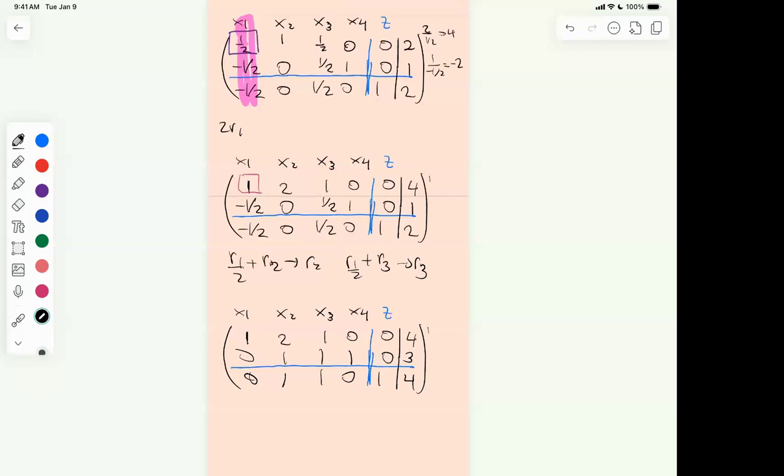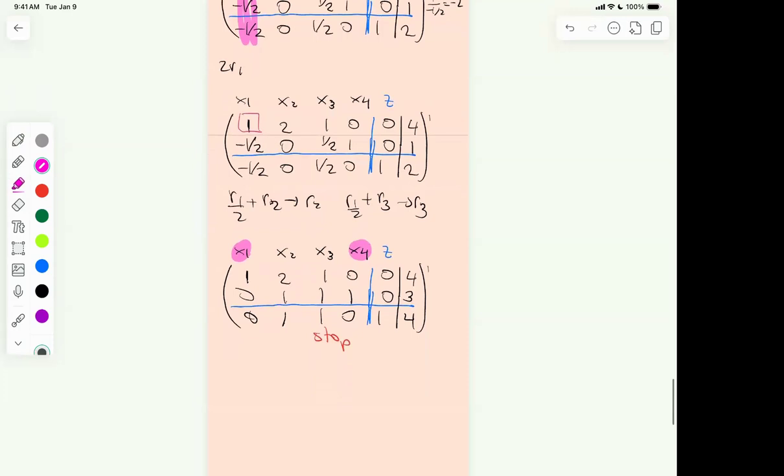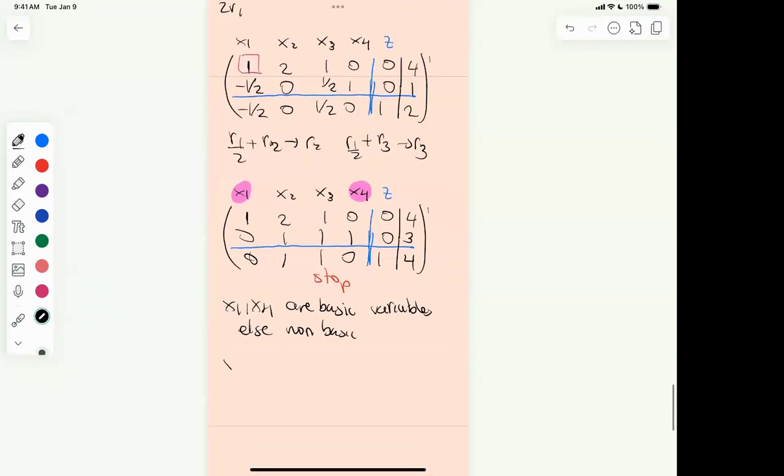Is that okay? So, a stop. What are the basic variables? Those are where we have the columns of the identity matrix. So we have a basic variable here, we have a basic variable here. Okay, so x1 and x4 are basic and the rest are non-basic. So the vector would be x1, x2, x3, x4. x2 and x3 are automatically 0.